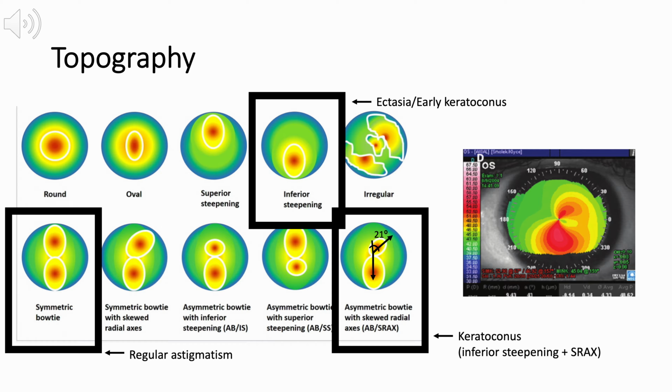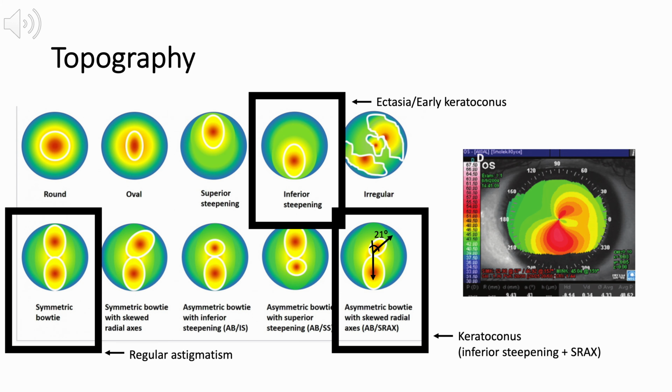signs of keratoconus. With further progression, the radial axes of the bow tie become skewed, which is seen on the bottom right. This asymmetry and skewing greater than 21 degrees are highly suggestive of keratoconus.